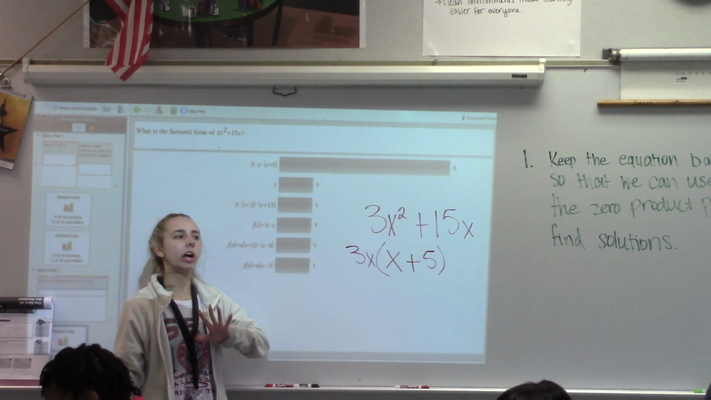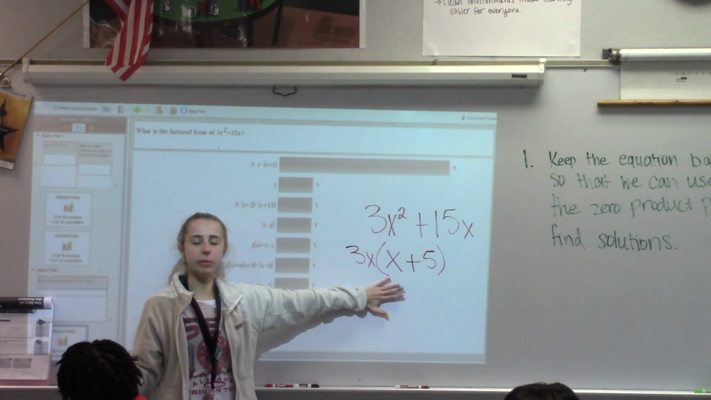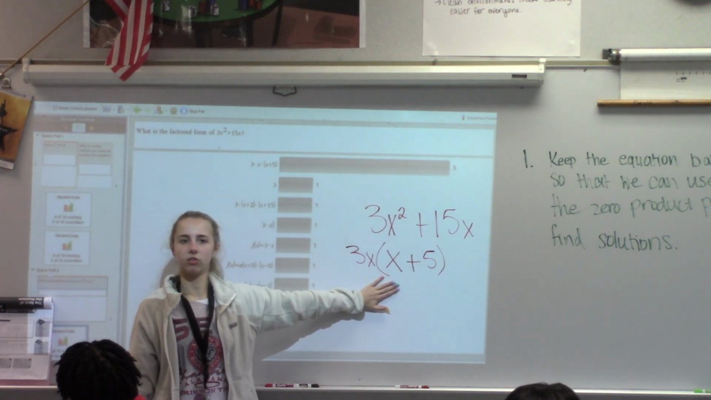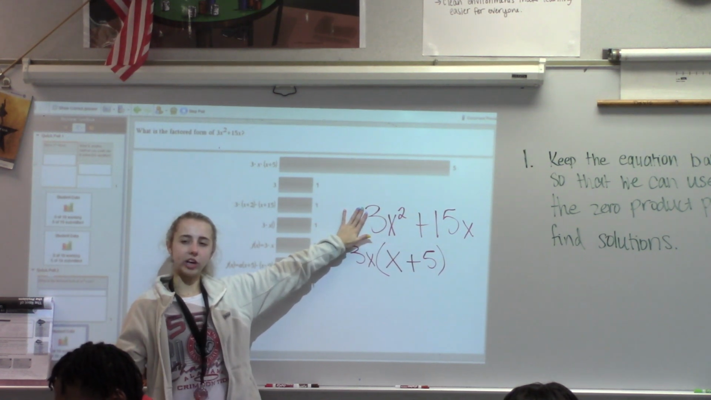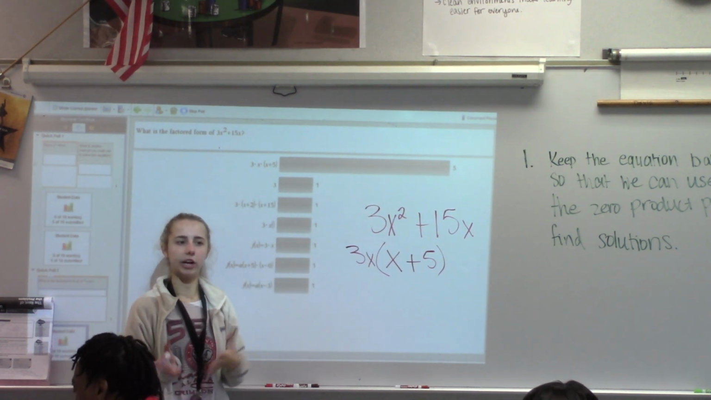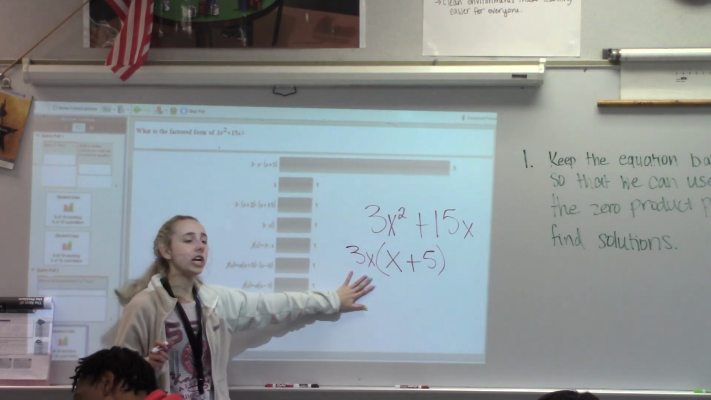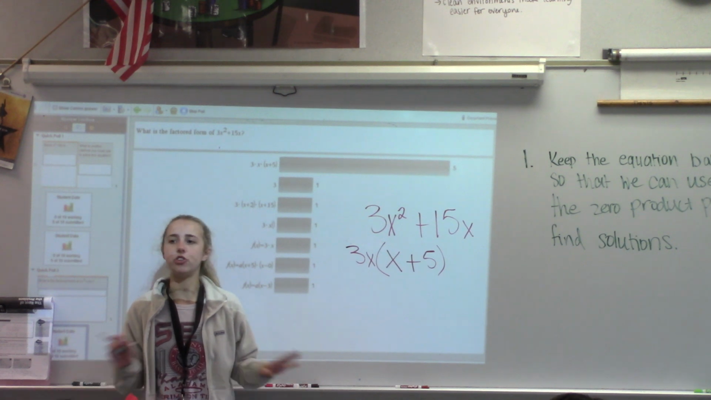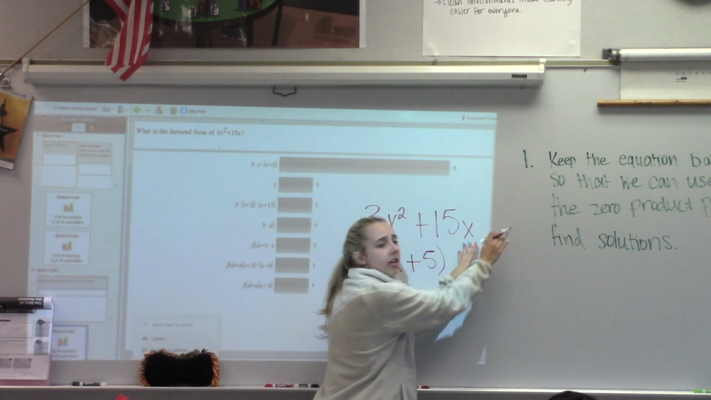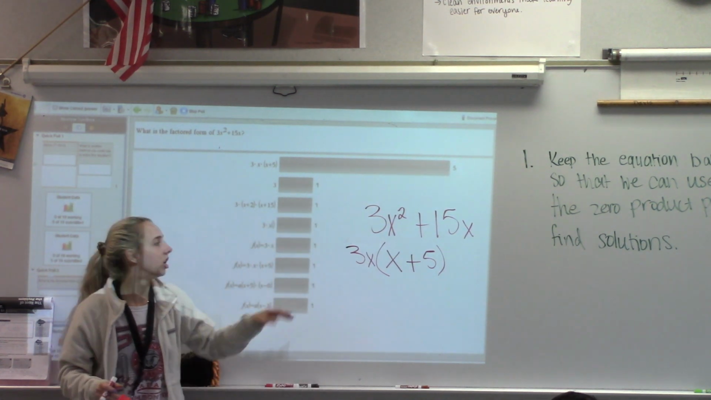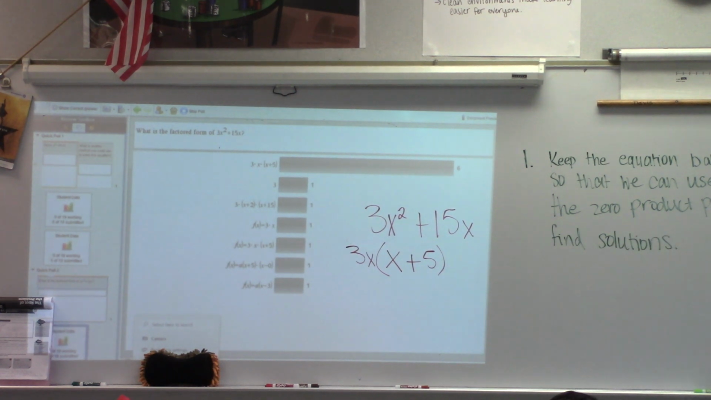When we say factor, this is what we mean. This is the factored form of this expression. If it was set equal to 0, it would be the factored form of that equation. Does that make sense? From here, you don't have to create a new equation. You don't have to go back and add anything to the end of this. We're just factoring that. I'm going to go ahead and send out the next one.